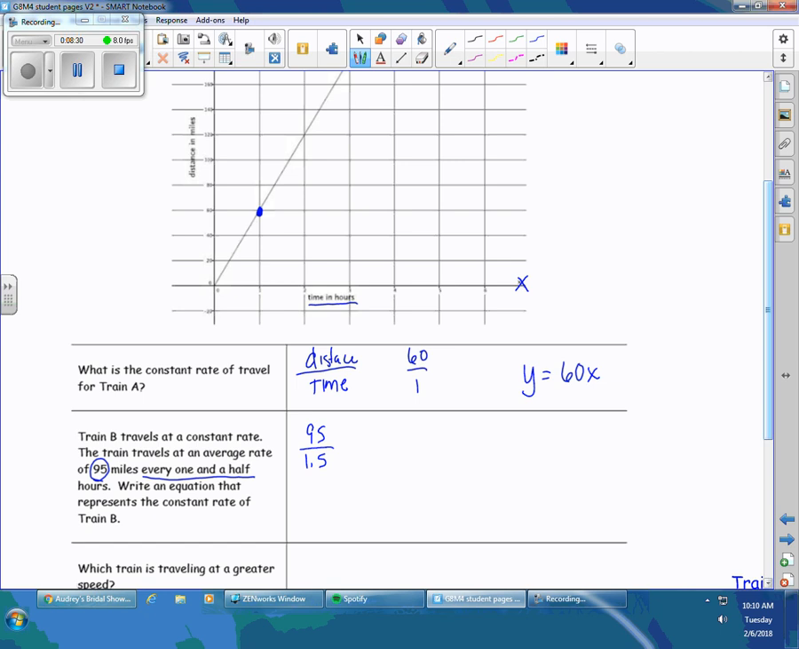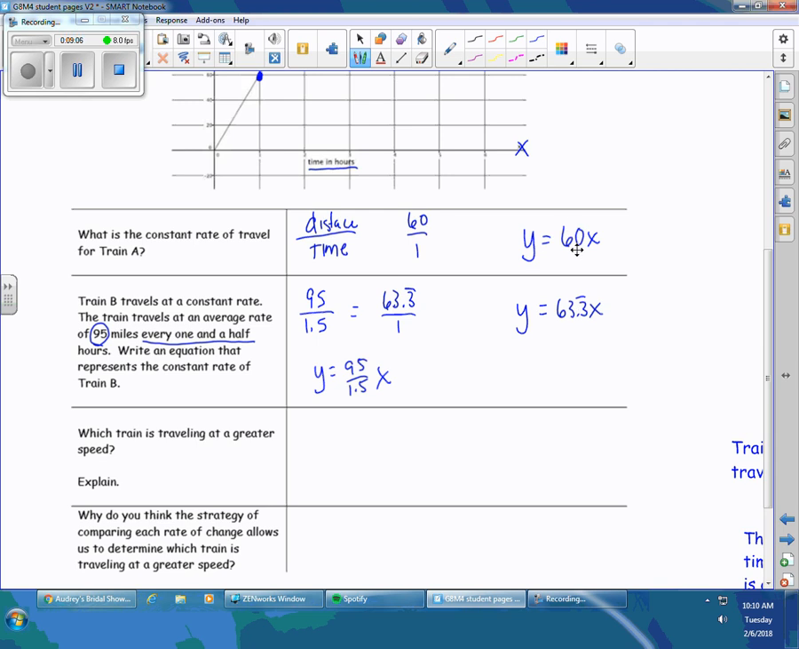95 divided by 1.5 is going to give me a weird repeating decimal, but that's okay. We're going to go for it. 63.3 miles per 1 hour. So I can write my equation as y equals 63.3 times x. I could also have written my equation as y equals 95 divided by 1.5x. That's not incorrect, but again, my comparisons are much more difficult when I don't have the same unit.